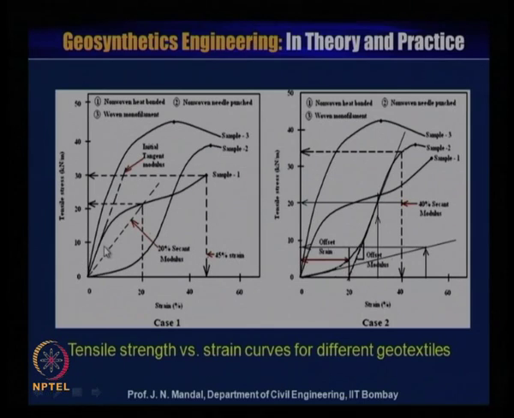Now, we wanted to calculate how you can determine the initial tangent modulus, or how you can determine the secant modulus at a particular strain. For example, if you want to determine the secant modulus for a 20% strain for this sample number 1, then for the 20% strain you can find the tensile strength. So, let us say about 12 kilonewton per meter for the strain of 20%.